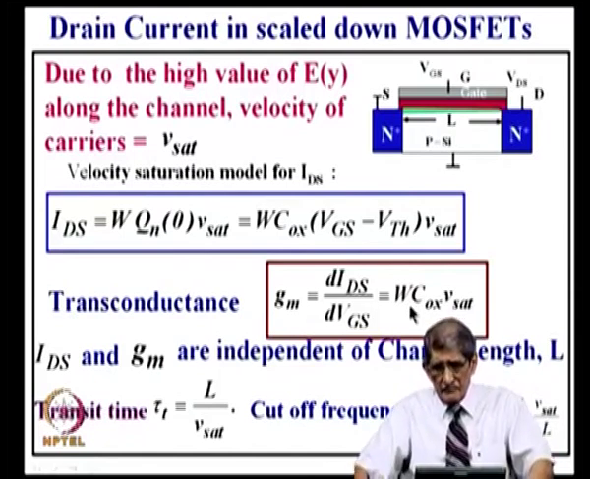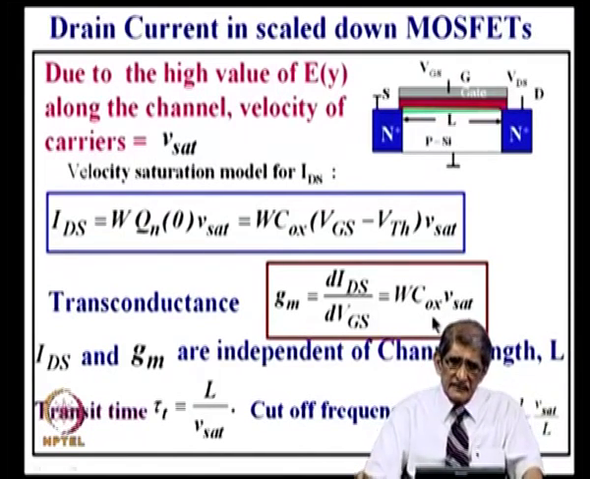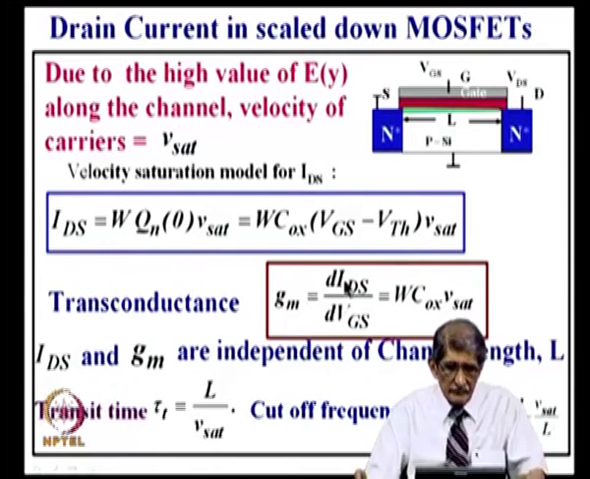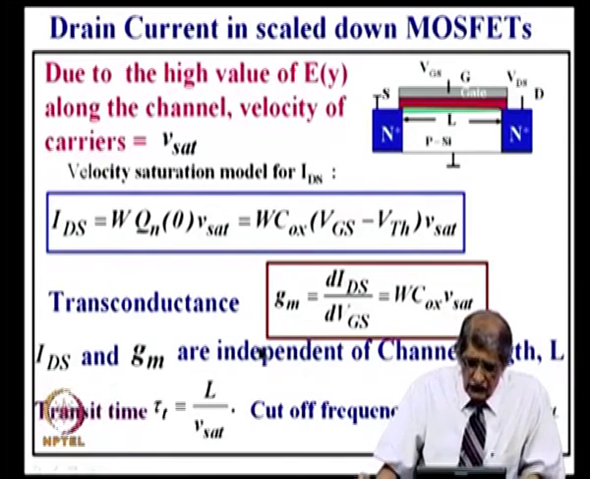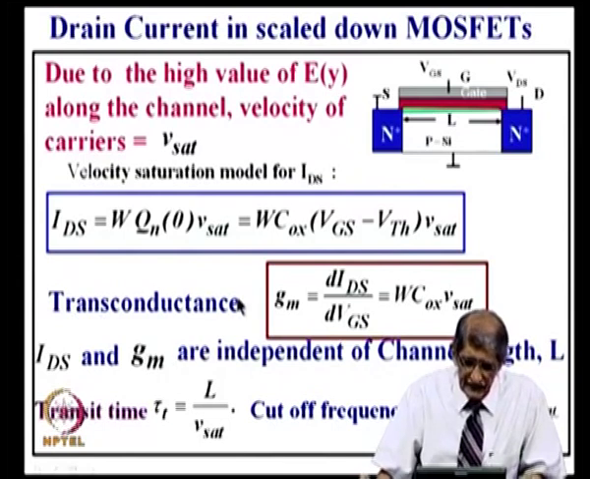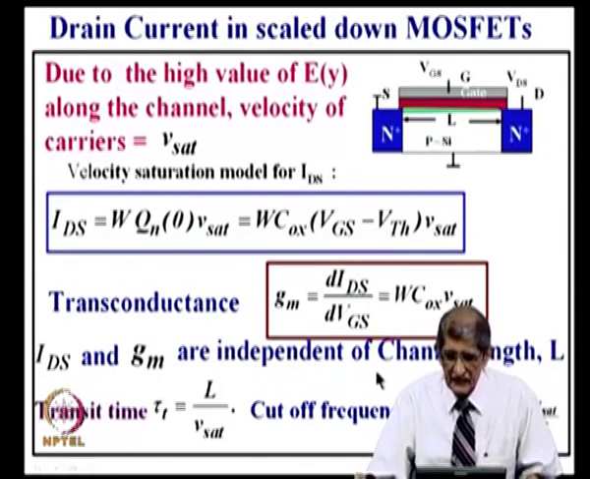In all the integrated circuits, you would like to have best transconductance. That means, the velocity should be highest, and you get that. Why do you need best transconductance? Because the driving capability for a given change in gate voltage is maximum if transconductance is maximum. Okay. So, ID and GM are independent of the channel length. That is one thing to be noted.